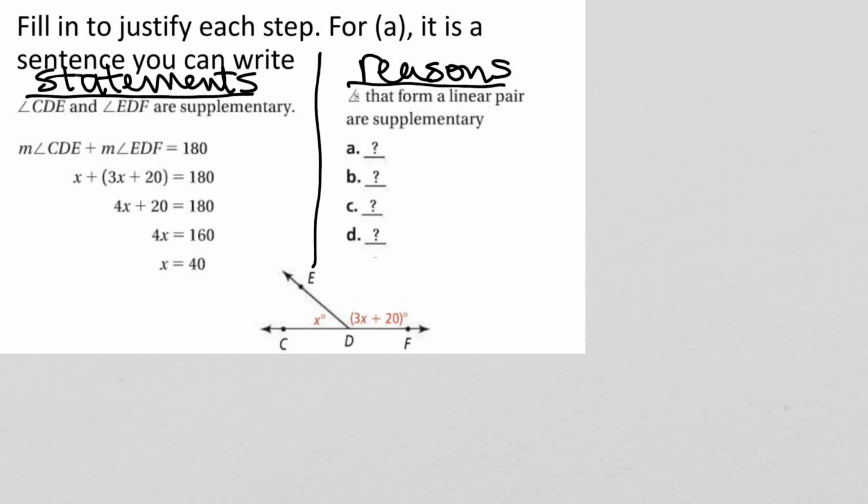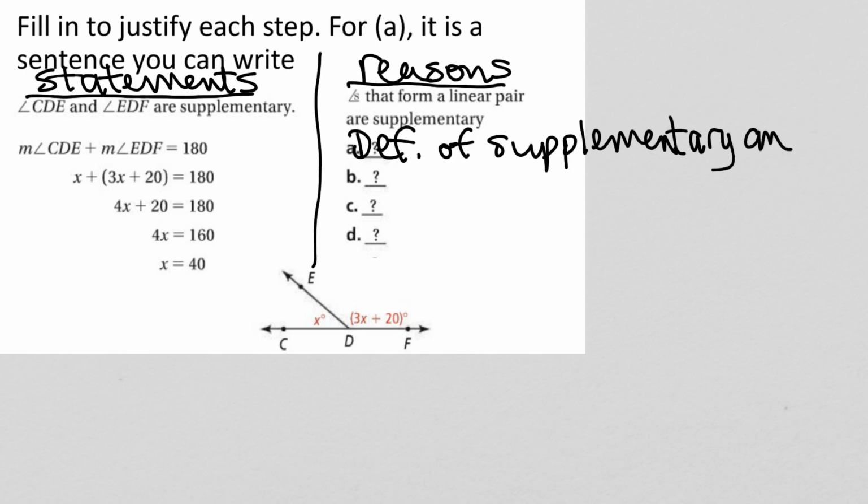All right, let's see if we can fill in the reasons for A, B, C, and D. All right, what do you think the first reason would be for A? Now, this one is not on the pink paper. This one is just like knowing vocab from chapter 1. So why do these angles add up to equal 180? Because that's the definition, I'm abbreviating, of supplementary angles. So sometimes we're going to be using definitions of previous terms in our proofs also.